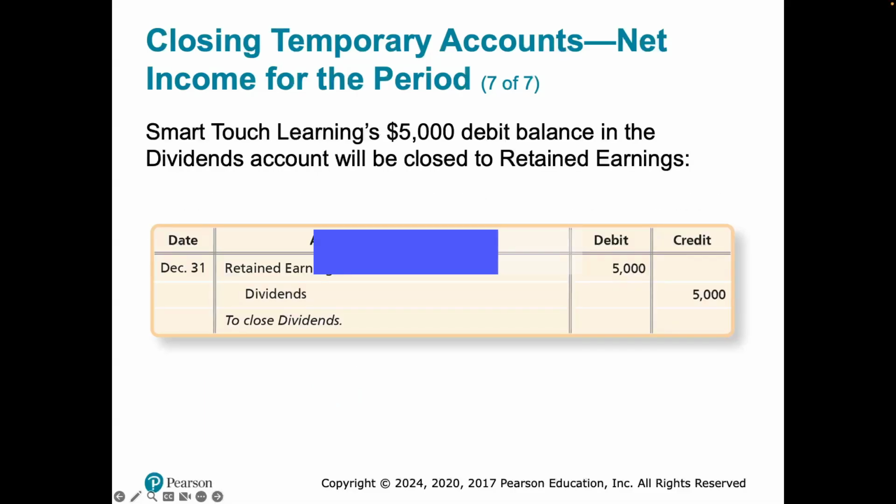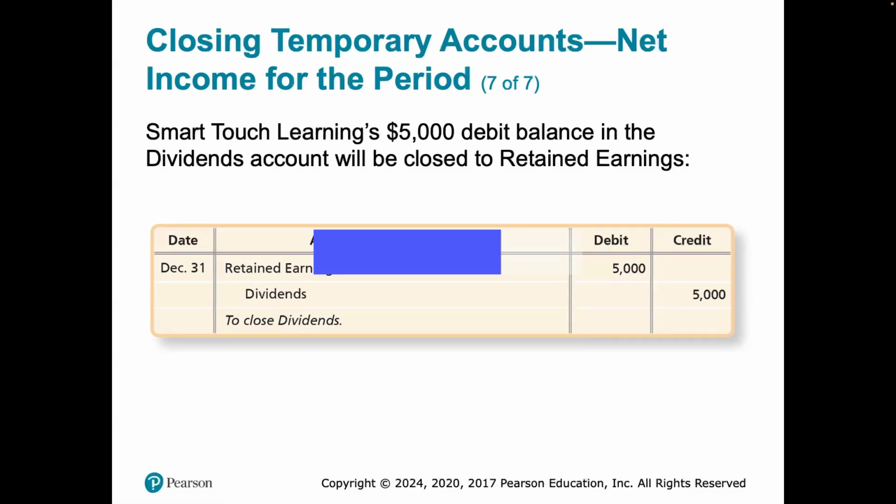So closing temporary accounts, net income for the period, Smart Touch Learning's $5,000 debit balance in the dividend account will be closed to retained earnings. So as we can see in the prior slide, we made a debit to retained earnings, right? That is transferring over the dividends and we made a credit to dividends to zero them out. And that debit to retained earnings is transferring over the dividends that we paid out to shareholders.